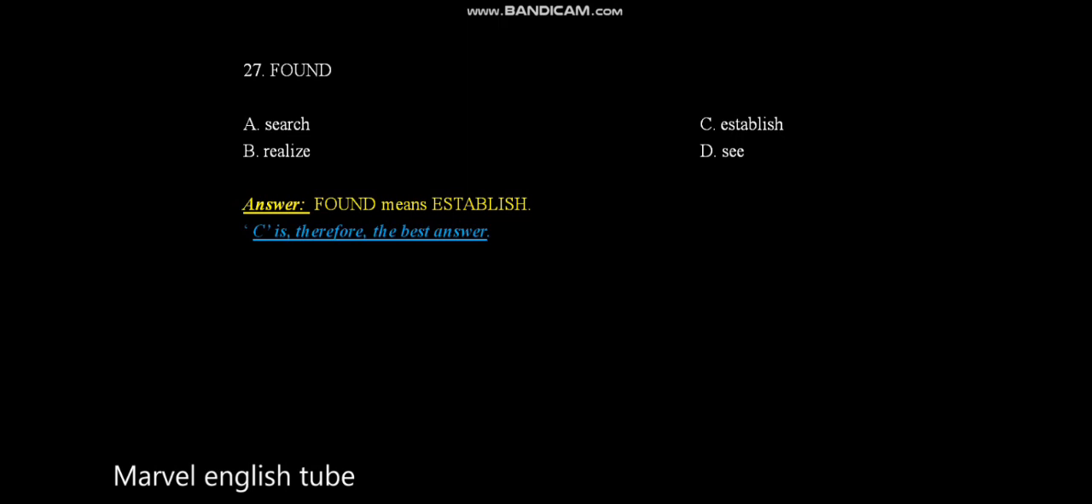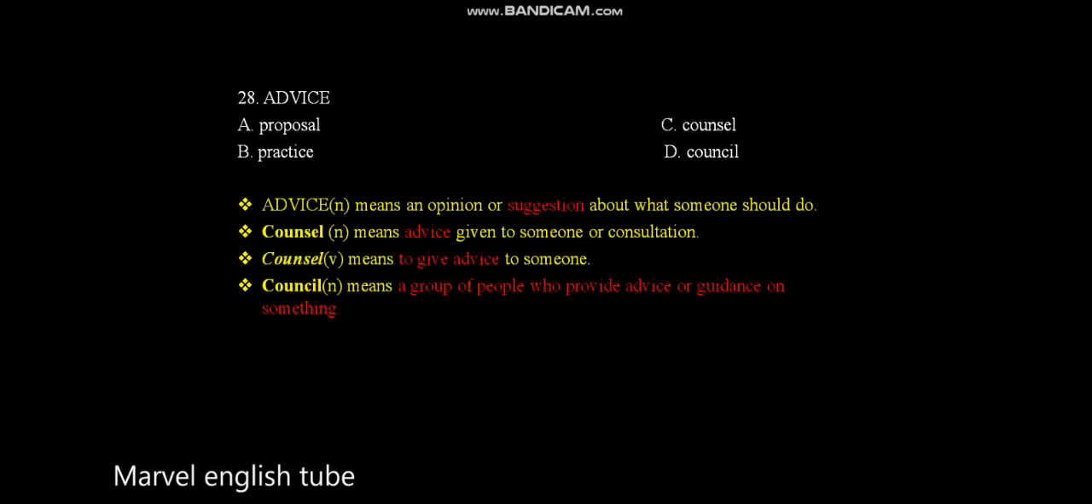The next one is advice. Its synonym is proposal, practice, counsel and counsel. Here I'm sure that C and D are giving you a headache and we have to know their difference. Advice, noun, means opinion or suggestion. Counsel, noun form with E, means advice itself. But counsel, the verb, to counsel someone means to give advice to someone. Counsel with I means a group of people who provide advice or guidance on something. ይሄ አማካሪዎች ምክር ቤት and the office ማለት ሊሆን ይችላል. So the correct answer is C because advice means counsel.